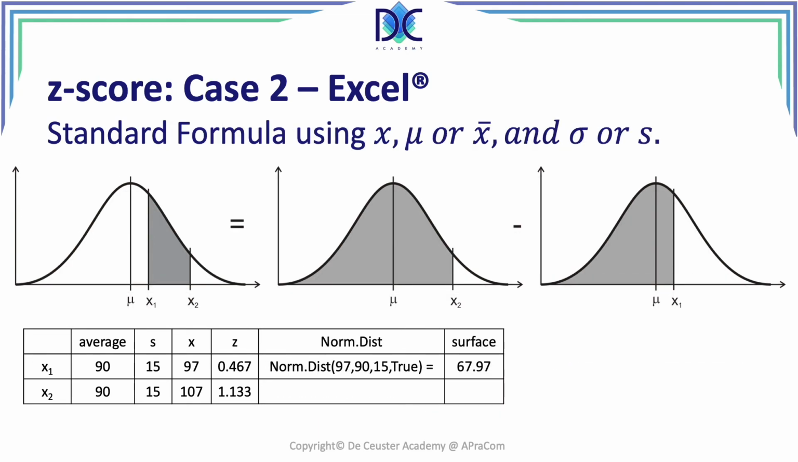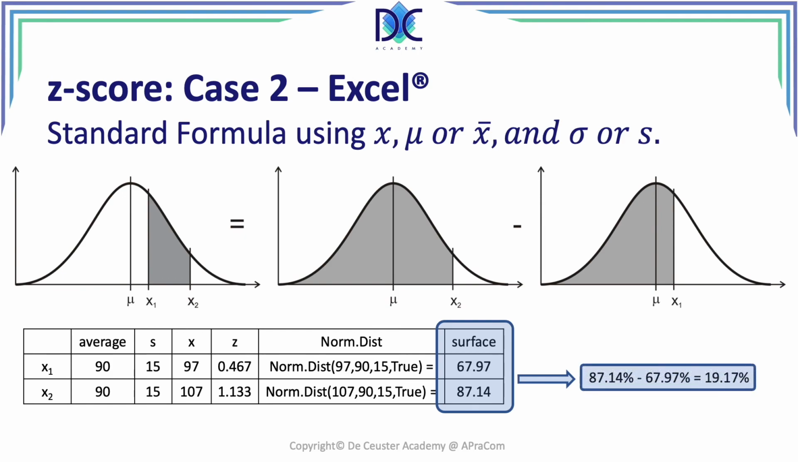Now we do the same thing, but we use the x, mu and the standard deviation. We find the same formulas. We have NORM.DIST of 97, 90, 15, and TRUE, which gives us 67.97%. For x2 we find again 87.14%. We find the same end value, which is in fact a surface of 19.17%. So these are the elements that you can do, how you can do the calculation.